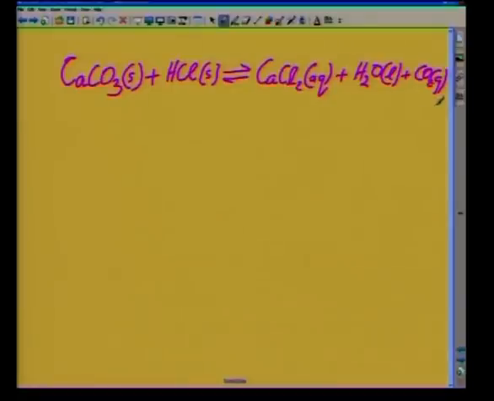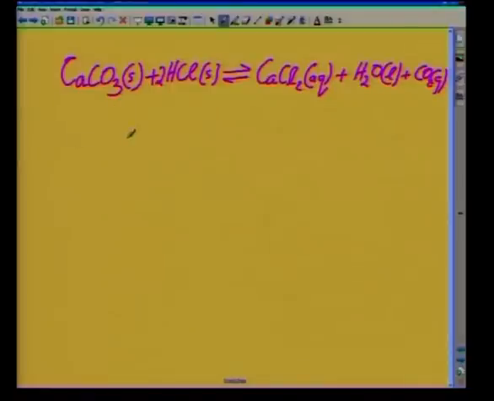If we were to balance this chemical equation, we have one calcium here, one there, CO3, I can say this CO2 then plus that one is CO3. Then I have H1, I've got 2 there, that's where I have a problem. I've got Cl1 here, I've got 2 here, that's where I have a problem. So by putting a 2 there, my chemical equation is balanced.